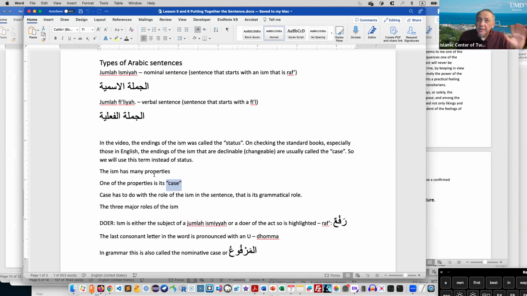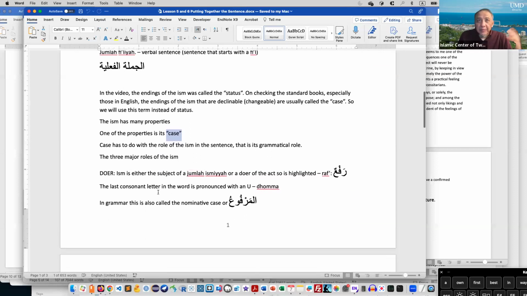So ism has many properties. One of the properties of the ism is its case. And case really has to do with the role of the ism. What is it doing in the sentence, right? Remember we talked about that? What is the ism doing in the sentence? There are three major roles of the ism. There are many, but there are three that we're going to talk about today. First, remember the doer, right? We talked about that.